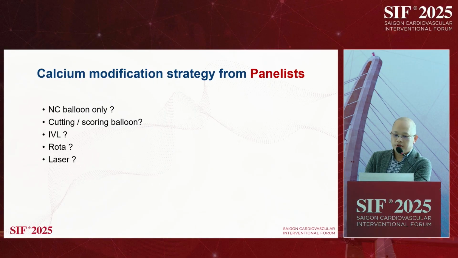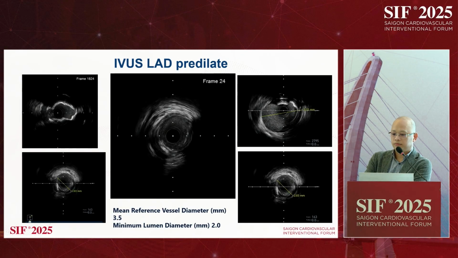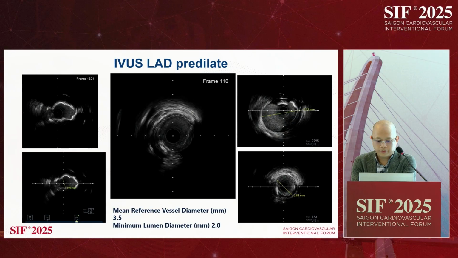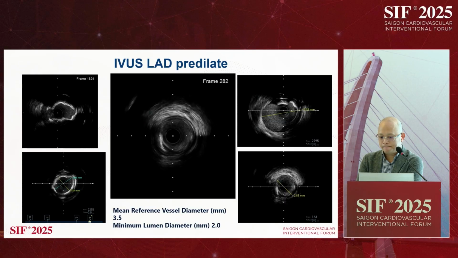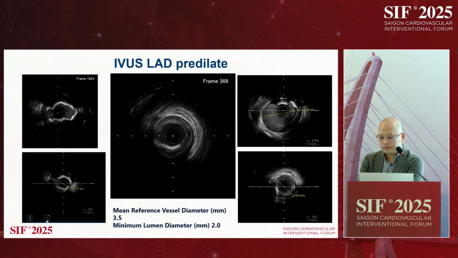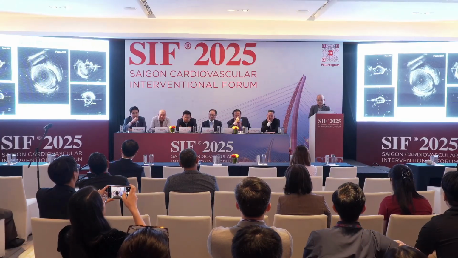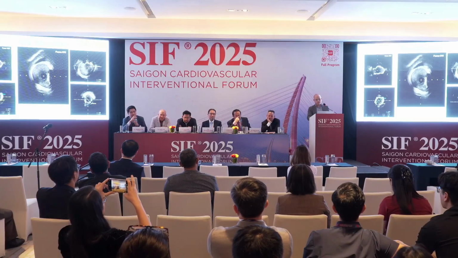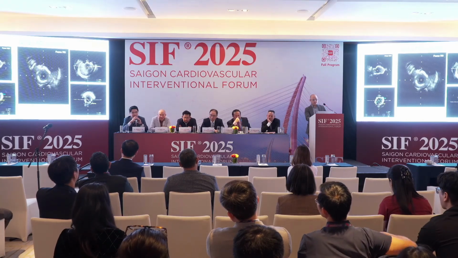So what's the strategy for calcium modification? Do we use NC balloon only, cutting or scoring, or IVL? Please, panelists. Right. So if you had a look at the angiogram and the IVUS, do you think there are enough cracks for us to continue with just a high-pressure balloon and then think about stenting or DCB? Frankie, from your side? Yeah, so I think when we see the IVUS, it shows us most of the calcium already has fractures and cracks inside it. I would say it's acceptable, and of course we can also decide whether we may need IVL, scoring, cutting, or even rotational ablation or atherectomy. The good thing is we can do debulking.